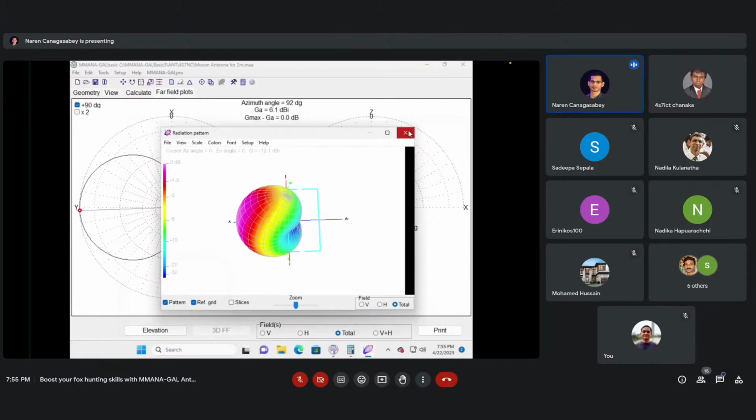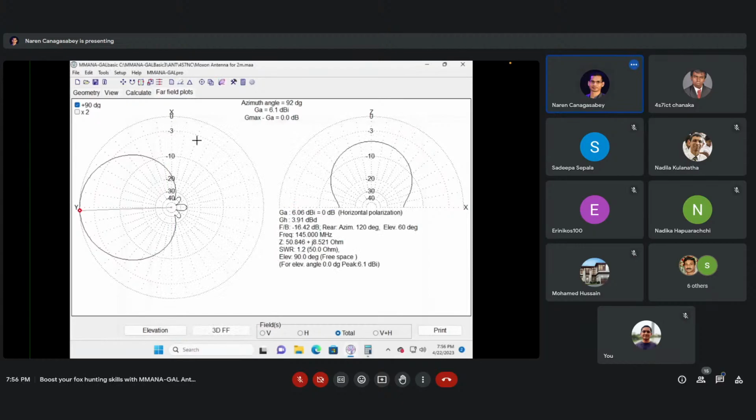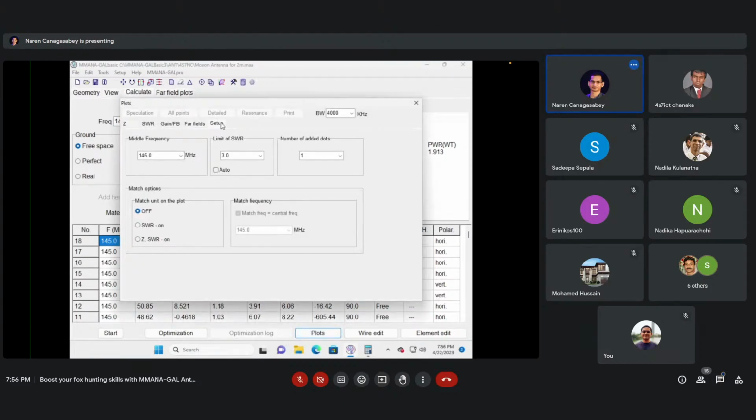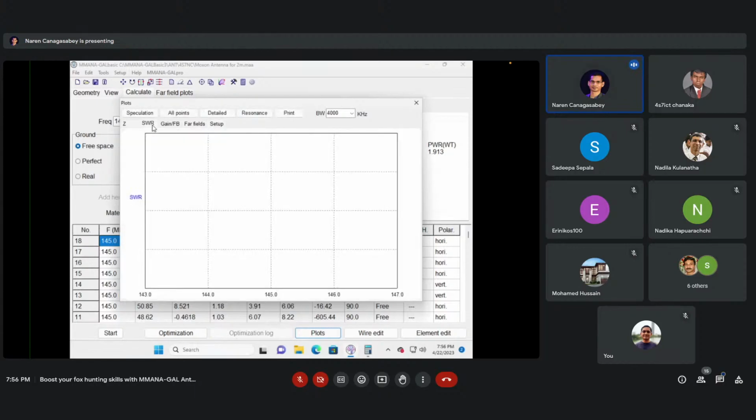Right. So let me show you something else which I couldn't show you while doing the previous models. So if I go to click plots here, center frequency of 145, just going to keep these as is. Go to click SWR here, and I'm going to click all points here. So you can see the SWR curve of the antenna from 143 to 147, the 50 ohm feed point impedance.